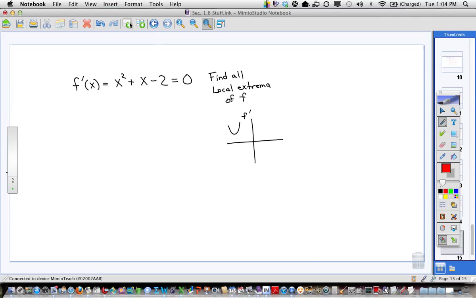Never touches the x-axis, so it's never 0, so there'd be no local extrema, right? There'd be no stationary points. A parabola that opens up could also do that. What's that mean? Only has one stationary point, and what is it of f? Is it a local max or min or a flat spot? Isn't that a flat spot? Because f prime is positive and then stays positive, so f will be increasing, flatten, and then increase some more. Right? Or it could do this.